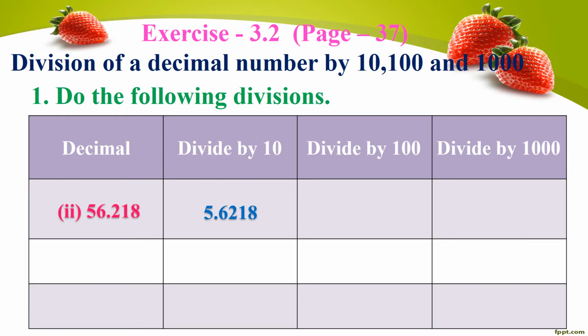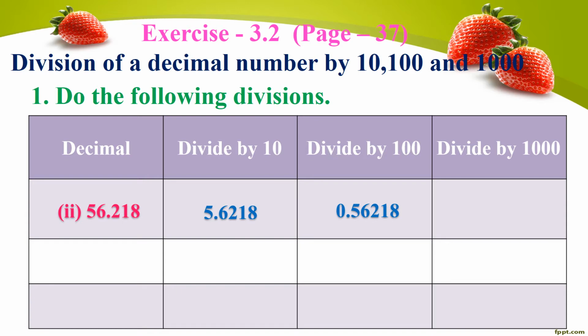Now, we have to divide this decimal number 56.218 by 100. In 100, there are two zeros. So, we have to shift two steps. On doing so, we get 0.56218 as the result. If the decimal number 56.218 is divided by 1000, we have to shift 3 places to the left side. The decimal point should be shifted 3 places to the left side.